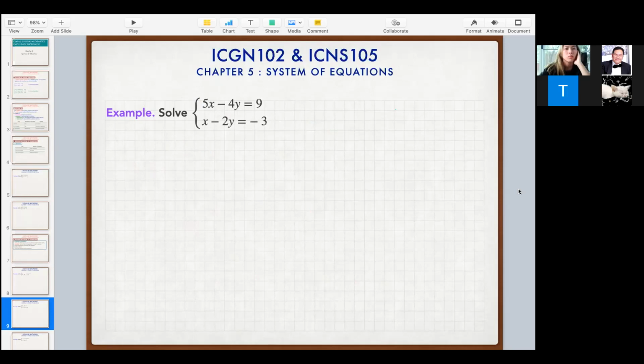This one I want you to do by yourself. 5x minus 4y equals 9 and x minus 2y equals negative 3. I give you 3 minutes to solve this problem, and when you get the answer already, type your answer in the chat box for the value of x and y in terms of the coordinate.